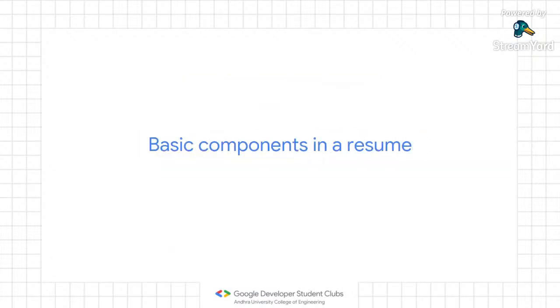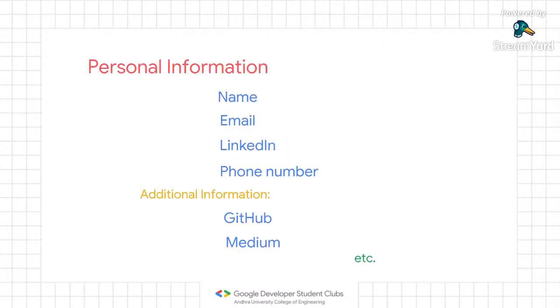I will first cover the basic components in a resume that you need to add. The first one is your personal information, which is your name, email, and your LinkedIn link. It would be better if you embed the link into a word, rather than adding it as a raw link. Then add your contact number.